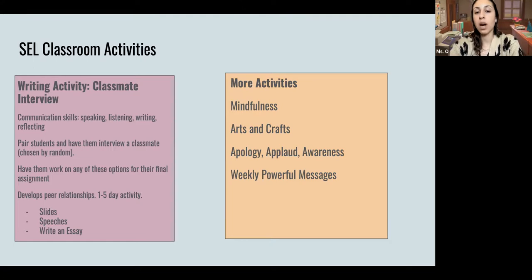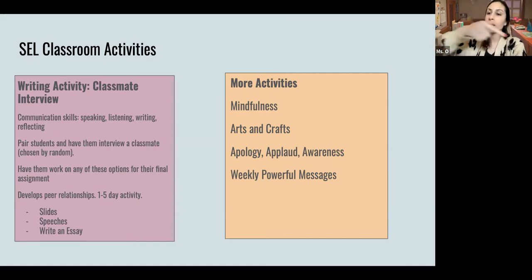The next one, apology, applaud, awareness. I picked this out of case study number 2. So if you're looking at that one, they'll mention this in one of the case studies. I really wanted to highlight this one today. I'm going to try it with my students, and I'm excited to see how it goes.